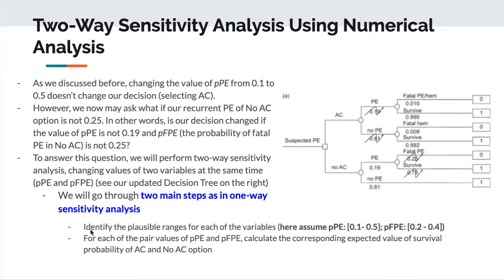One of the steps we need to do is to identify the plausible range for each of the variables. So here we assume that PPE ranges from 0.1 to 0.5 and P of FPE from 0.2 to 0.4. For each pair of values of PPE and PFPE, we're going to calculate the corresponding expected value of survival probability of the two options, AC and no AC, based on the constructed tree right here.